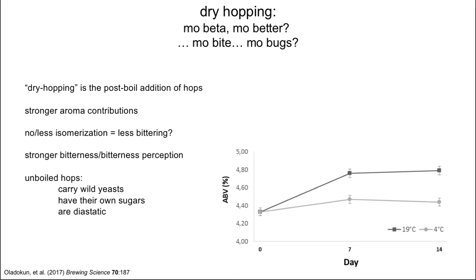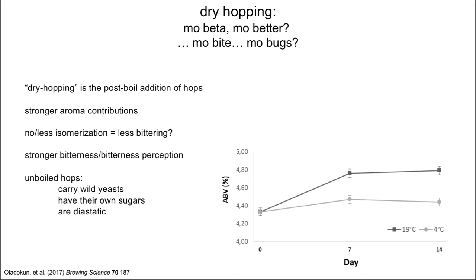Okay, I got a little wild with this slide, but many brewers wish to take advantage of the gentler temperature conditions post-boil to extract volatile compounds like the beta acids that might otherwise degrade or volatilize during the boil. So you get it, mo beta. Anyway, this is called dry hopping. There are some downsides that come with dry hopping, however, that can lead to flavor or other problems. First, yes, there are stronger aroma contributions, especially of terpenes like linalool and geraniol, and the alpha acids shouldn't isomerize as much at lower temperature.